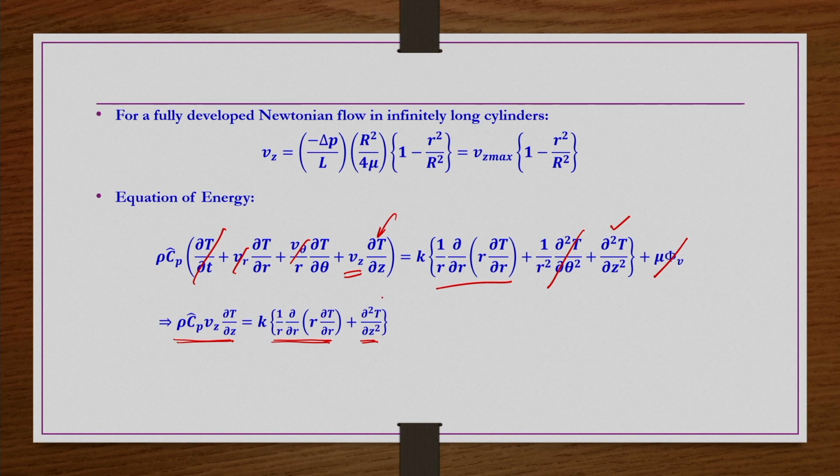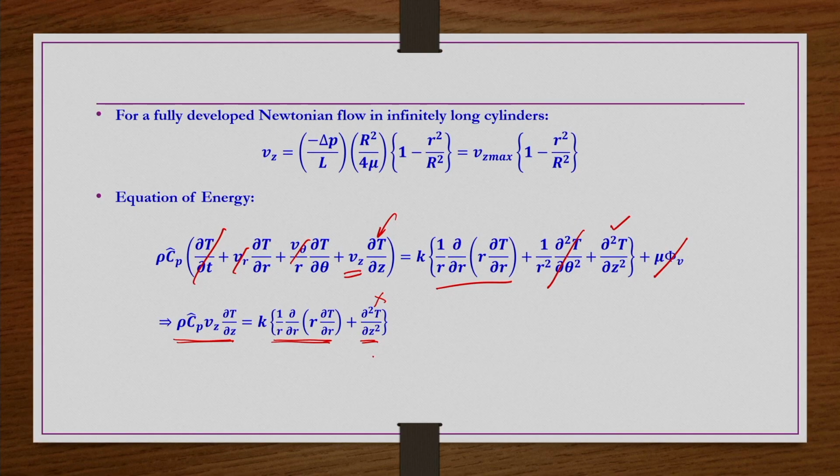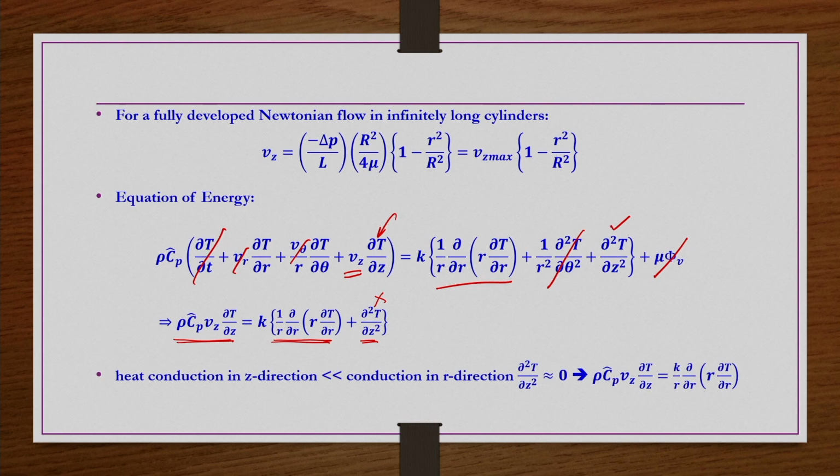So, what can we do? We can cancel out the term dou square T by dou Z square in comparison to rho Cp Vz dou T by dou Z. Otherwise, if you take only conduction terms, conduction is going to be dominating in the direction normal to the flow, that is the r direction. So, conduction is going to be more in the r direction than in the z direction. By that analysis as well, dou square T by dou Z square we can cancel out. By either reason, when you cancel out dou square T by dou Z square, you will have rho Cp Vz dou T by dou Z is equal to K by r dou by dou r of r dou T by dou r.